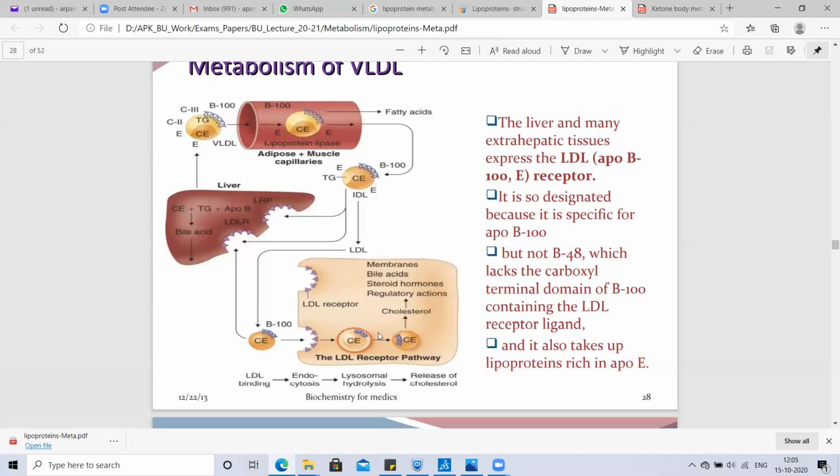This cholesterol is utilized for the synthesis of bile acid, steroid hormones, and it also helps in other regulatory processes and membrane synthesis. So basically, LDL binding to the receptor leads to its endocytosis, which is followed by lysosomal hydrolysis and the release of cholesterol for other synthetic purposes. This is the overall fate of VLDL in the body.